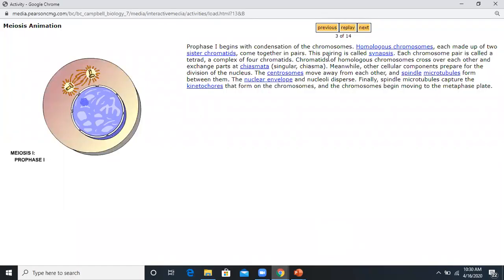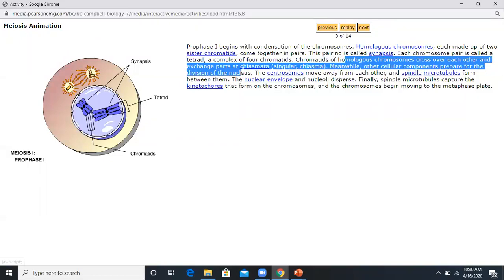So prophase 1, let's get back to it. It's the condensing of the chromosomes. Homologous chromosomes come together in pairs. That's called your synapse, okay? When these two line up, I'm going to call this a tetrad. I would call these four a tetrad as well, okay? Chromatids of homologous chromosomes cross over each other and exchange parts at chiasmata, okay?